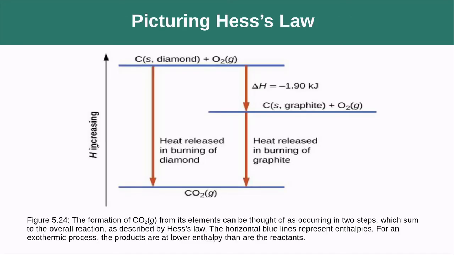Here's a diagram of this. So basically what we were saying is that carbon plus oxygen going down to CO2 is going to have the same enthalpy change as going from carbon to carbon monoxide, and then carbon monoxide to CO2.